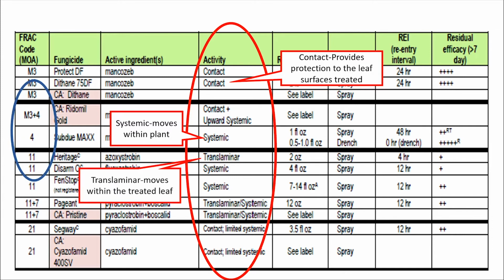Then if it's translaminar. Now, translaminar is an important term to fully understand. Translaminar, Bill, means that when you spray it on a leaf, it will move within the leaf. It doesn't normally move out of the leaf, it's just in the leaf.